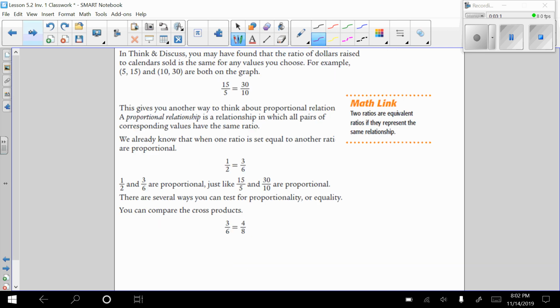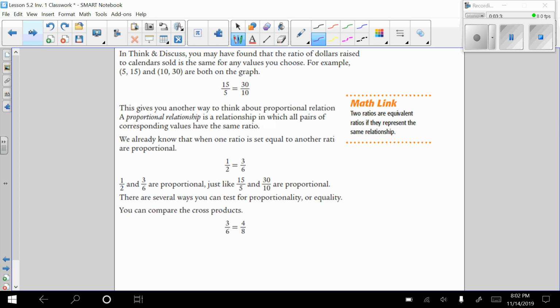Now, let's think about this. You may have found that the ratio of dollars raised to calendars sold is the same for any value you choose. For example, 15 to 5, 30 to 10. That means for 5 calendars, it costs $15. For 10 calendars, it costs $30. This is what is considered a proportional relationship.